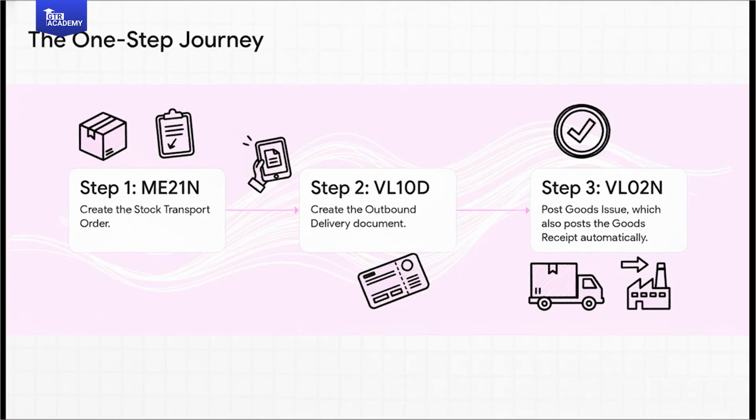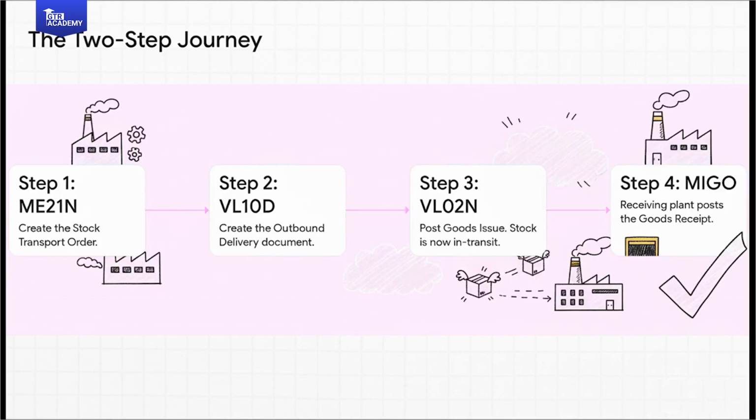Let's look at the one-step journey first. It's all about speed and efficiency. Step 1, you create the STO. Step 2, you create the delivery document. And then step 3, you post the goods issue. And that's it. It's all done. In that one final click, the stock is gone from the sender and received by the destination. Super fast, super simple. It's perfect for when you're moving stuff between two buildings that are right next to each other.